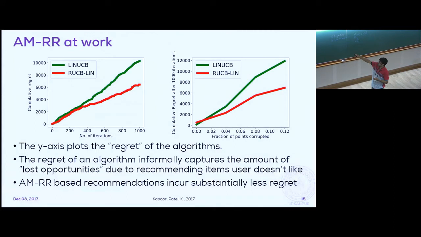And then this trend only gets more prominent as the fraction of points that are getting corrupted increases. So this is a 12% fraction, 12% of the points corrupted. You have a huge gap between the regret of the two algorithms.